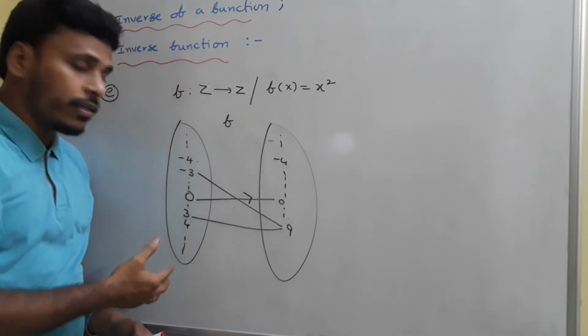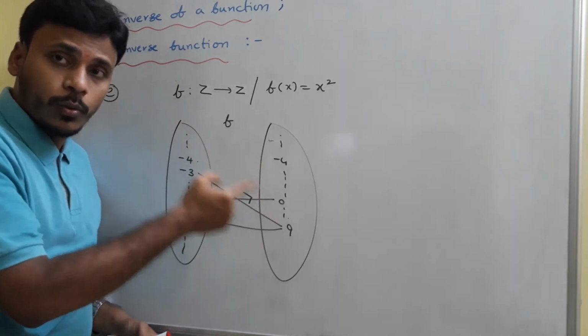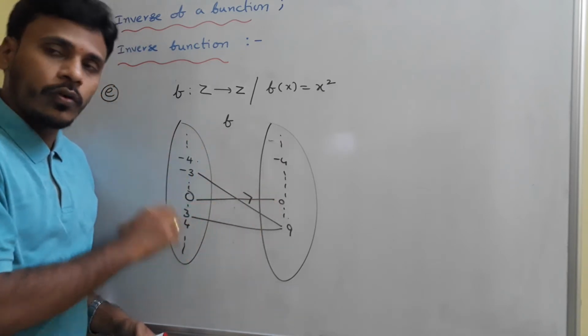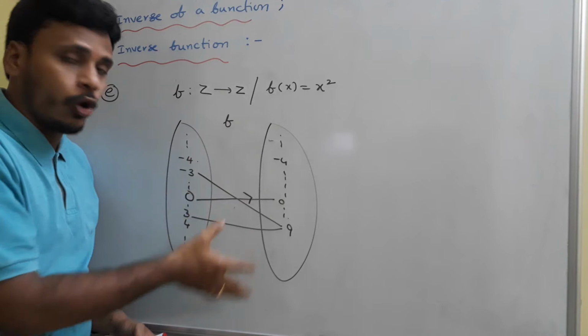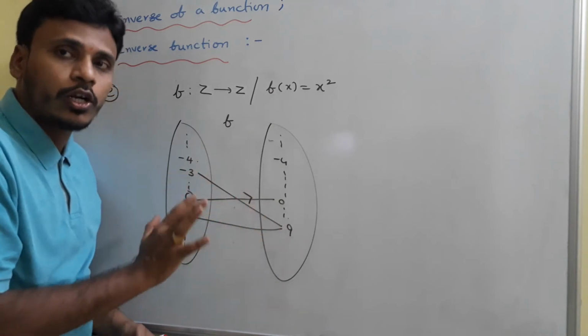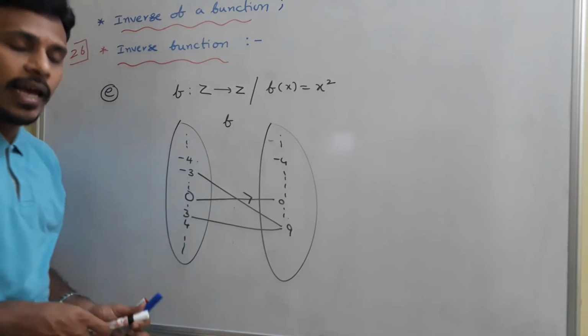But we have many elements in this. We will connect 1 to 1 square, 2 to 2 square, 0 to 0 square, minus 1 to 1 square. Everything will happen here. But I highlighted that minus 3 and 3 are also connected to 9, just to explain something.